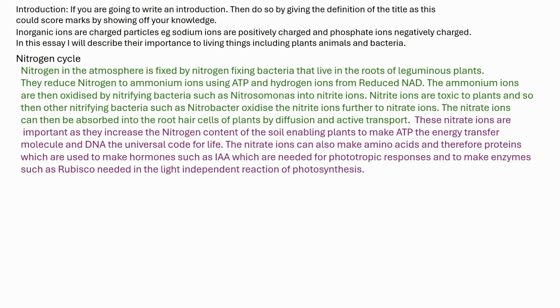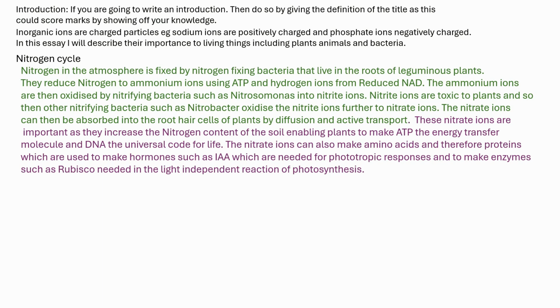That's a bit beyond the spec, but it's nice to put it if you can remember. If you can remember, just write nitrifying bacteria. If you can't, you don't want to contradict or say something incorrect. So nitrifying bacteria like Nitrosomonas turn the ammonium into nitrite ions. The nitrite ions are toxic to plants, so other nitrifying bacteria need to turn those, Nitrobacter as an example, or oxidize those nitrite ions into nitrate ions by adding the extra oxygen. The nitrate ions can then be absorbed into root hair cells by diffusion or active transport.